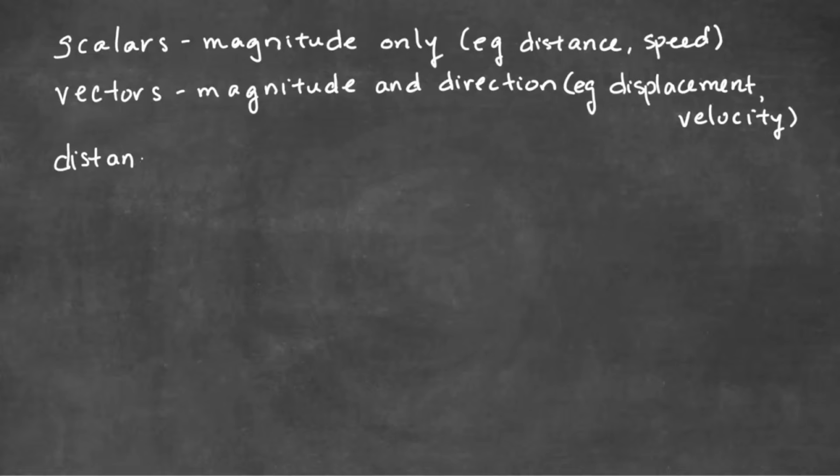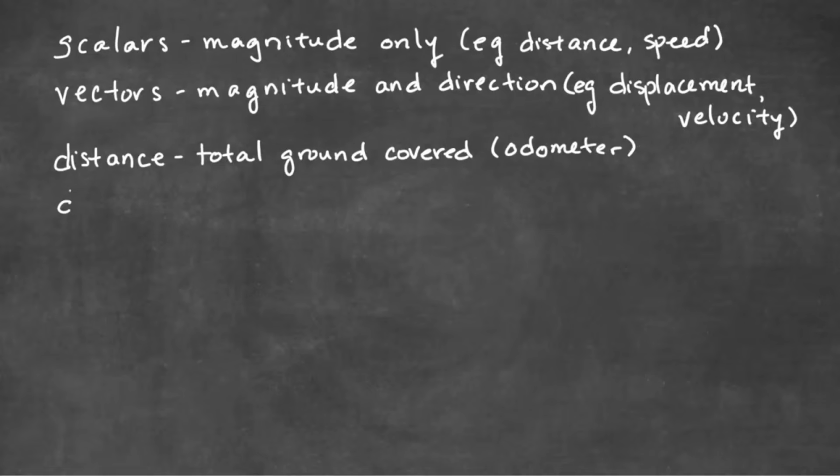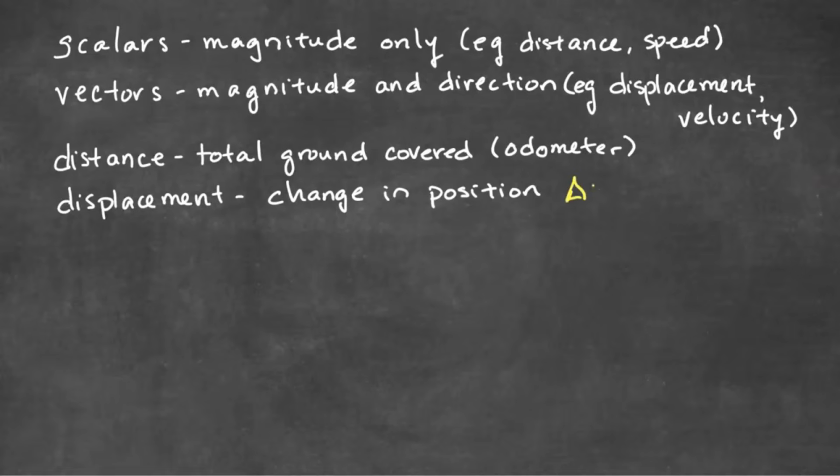Distance is the total ground covered. So this would be your odometer reading in your car. Displacement is the change in position. We can calculate this using the equation delta x is equal to the final position minus the initial position.